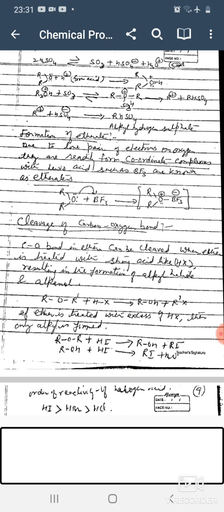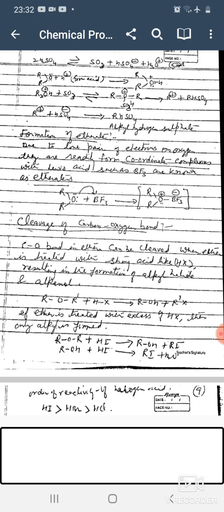Next, formation of etherate. Due to the lone pair of electrons on oxygen, they readily form coordinate compounds with Lewis acids such as BF3, known as the etherate. ROR plus BF3 gives the R2O positive, BF3 negative.